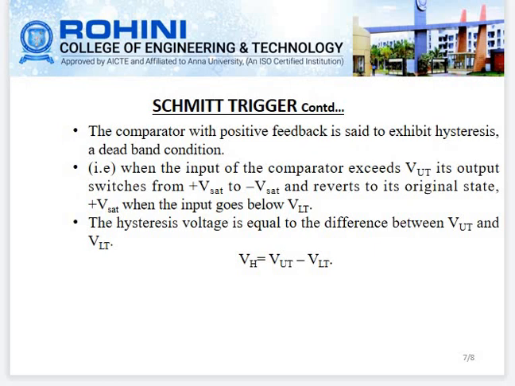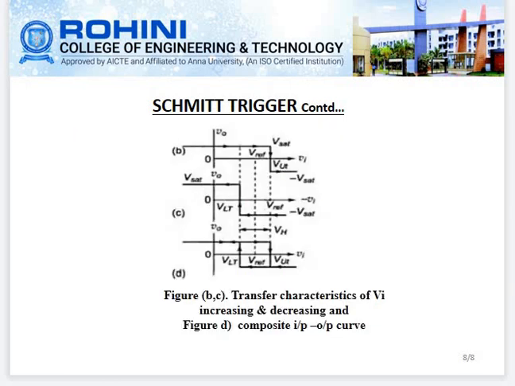The comparator with positive feedback is said to exhibit hysteresis, a deadband condition. That is, when the input of the comparator exceeds the upper threshold, its output switches from plus Vsat to minus Vsat, and reverts to its original state, plus Vsat, when the input goes below the lower threshold voltage. The hysteresis voltage is equal to the difference between upper threshold and the lower threshold voltage.